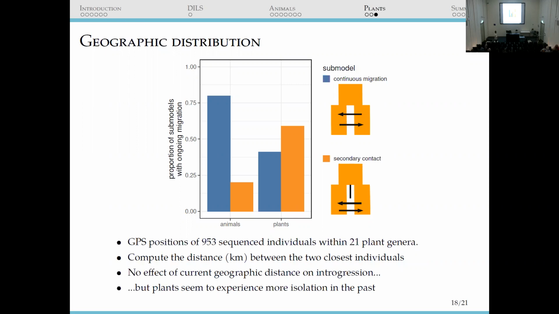And basically, in animals, we find many cases of continuous migration. But in plants, it's the opposite. Apparently, it's more frequent to find in plants some period of past isolation. So maybe it's not the effect of the current geography, but more the effect of past geography. During this period of isolation, you accumulate some species barriers, and during the secondary contact, you have a reduced migration.